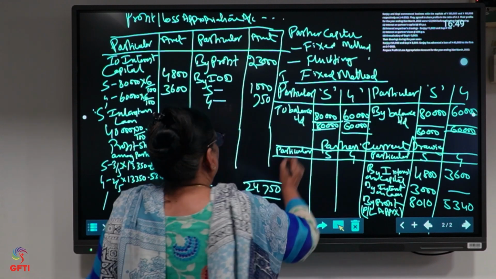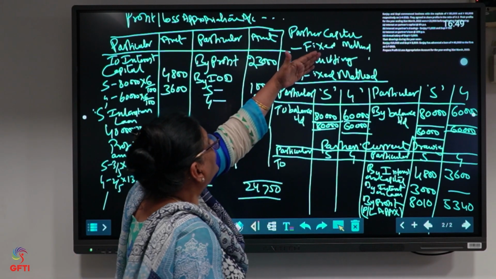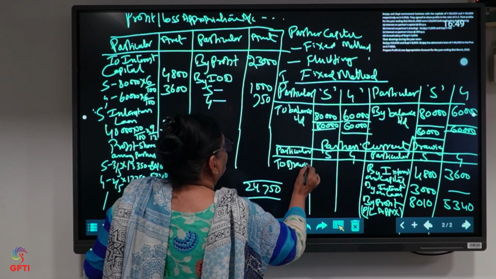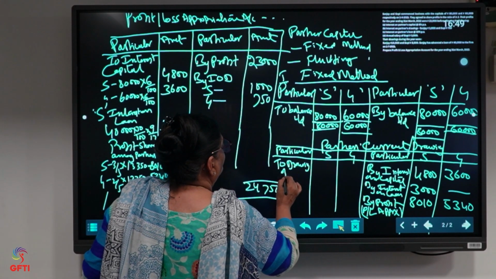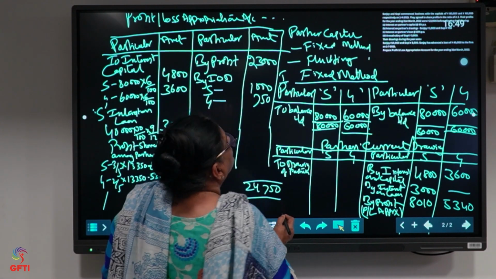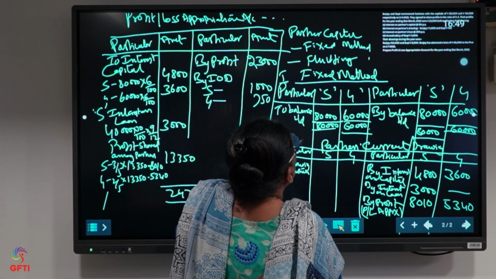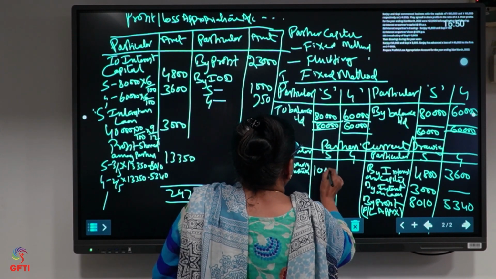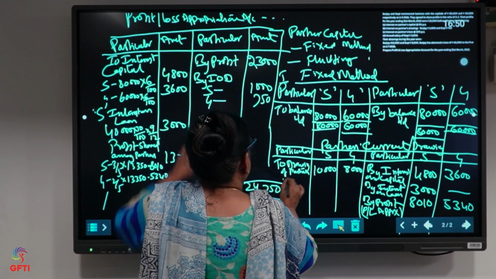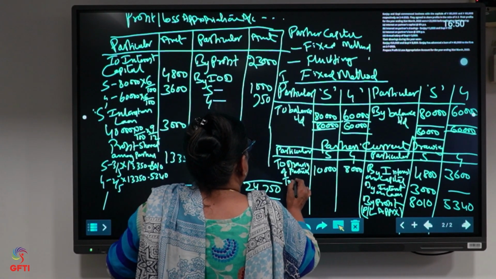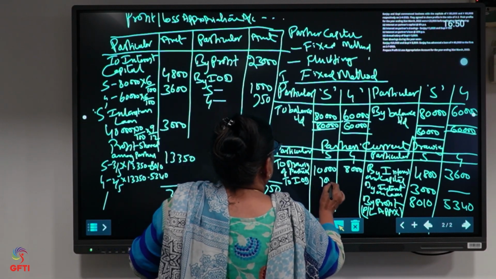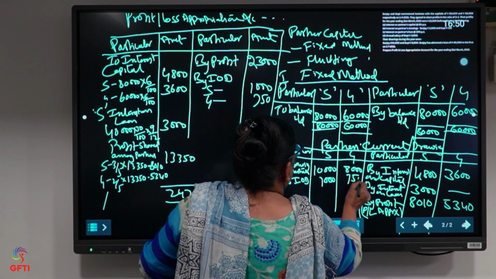Clear? Now you go back to your problem and see drawings are there. Please bring them on the debit side. Drawings of partner. What are the drawings? 10,000. You have to go back to the problem and bring the drawings. Then on the credit side of appropriation, interest on drawing. So how much? 1,000 and 750.